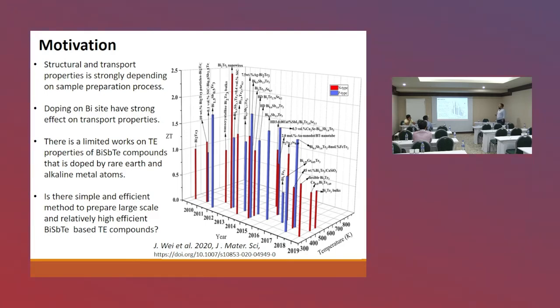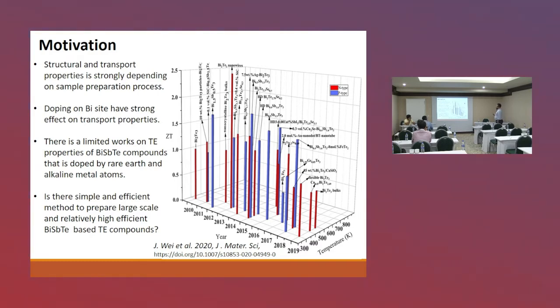Especially we see that the structural and transport properties of these materials are very sensitive to doping and sample preparation processing. And doping on the bismuth has a strong effect on the transport properties, because bismuth plays a key role in the structural and thermoelectric properties of these materials. We also checked the literature, and there is very limited work on how rare earth and alkali metals affect the thermoelectric properties of these materials.